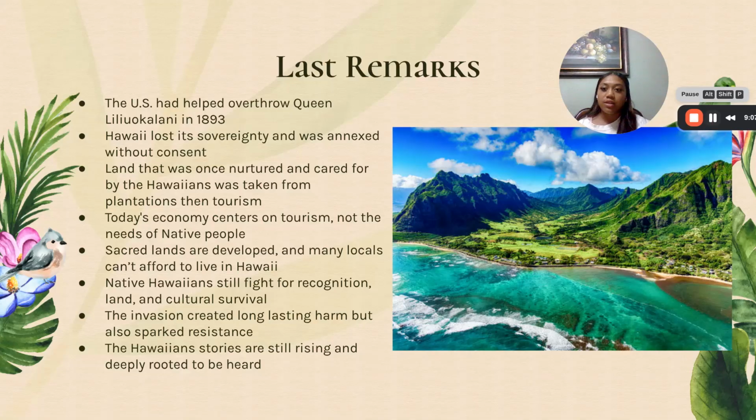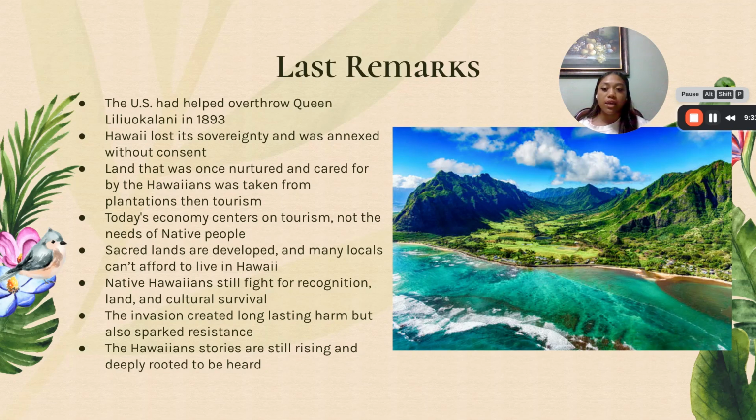And here are my last remarks. The U.S. helped overthrow Queen Liliuokalani in 1893. Hawaii lost its sovereignty and was annexed without consent. Land that was once nurtured and cared for by the Hawaiians was taken for plantations, then tourism. Today's economy centers on tourism, not the needs of native people.